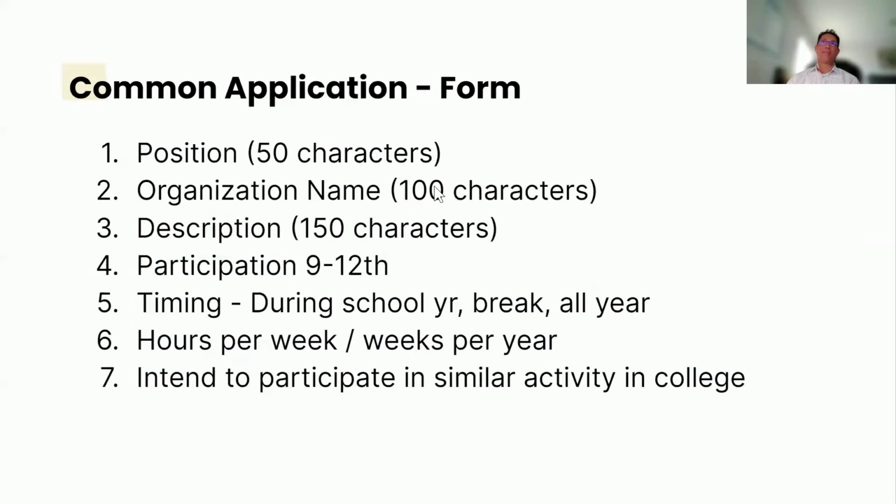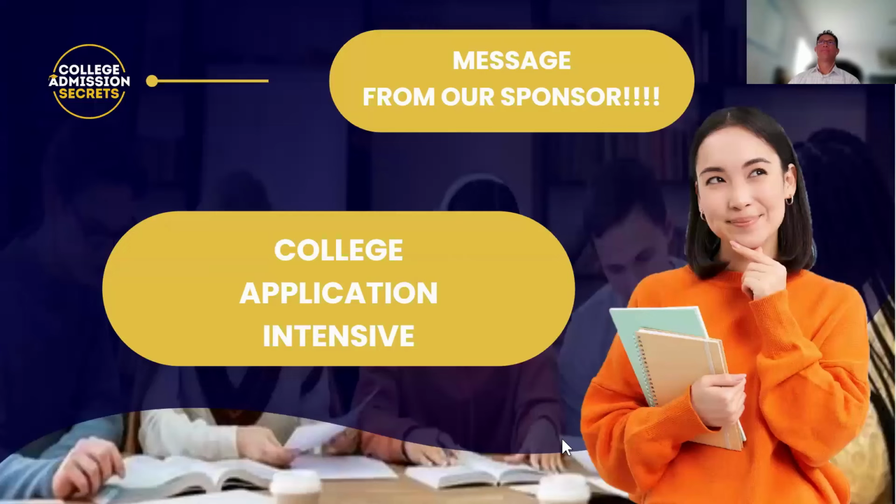For the Common App, the actual form itself, when they ask about the activities, first they ask for the position, which is 50 characters, the organization name, which is 100 characters, and a description within 150 characters. Then the participation: grades 9 through 12, timing during the school year, during the break, or all year, how many hours per week and weeks per year, and whether you intend to participate in similar activities in college.